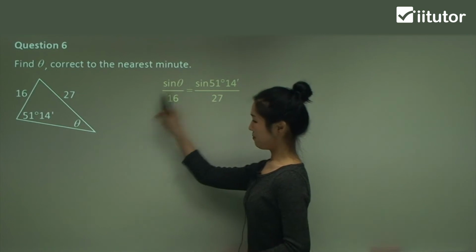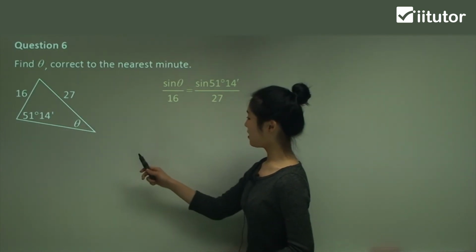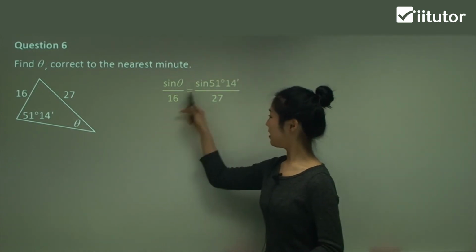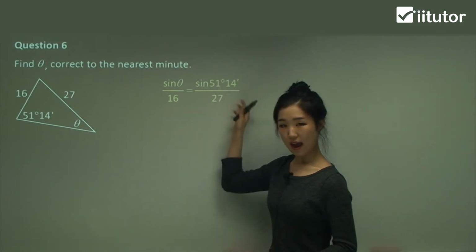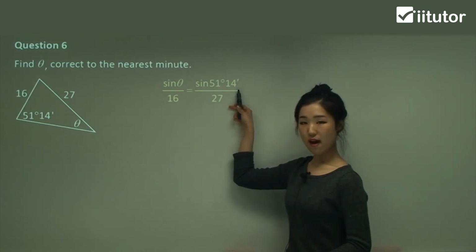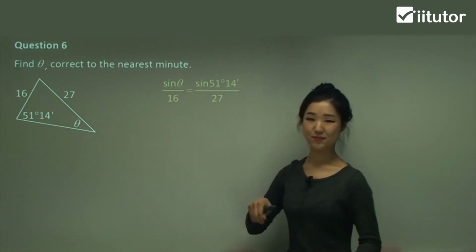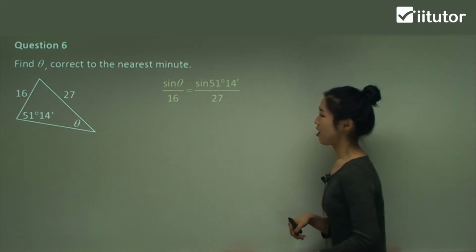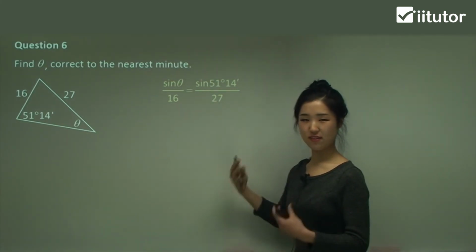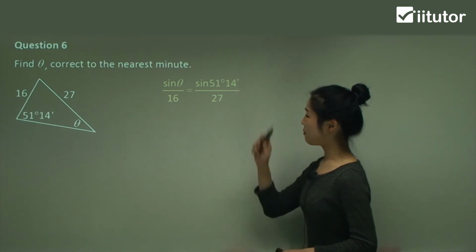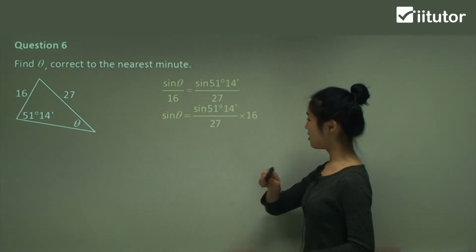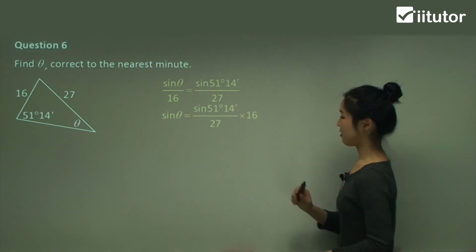So sine theta here, on top of the opposite side, which is 60, equals sine angle, which is this angle here, with all the minutes as well, over the opposite side, which is 27. Okay. And I hope you guys know by now why I put the sine theta on top, because it's much easier to solve. Alright, now multiply both sides by 16, so I have sine theta left on my left hand side. Put this in your calculator and just check what you get.